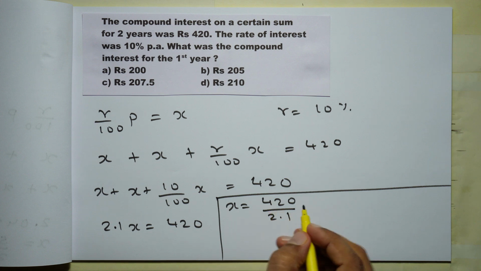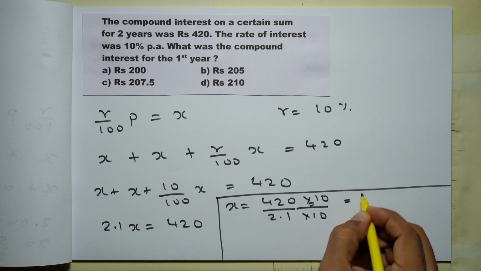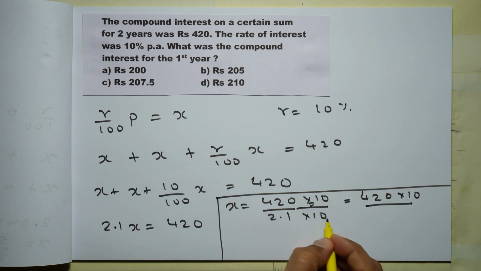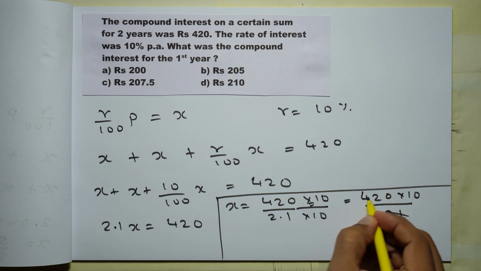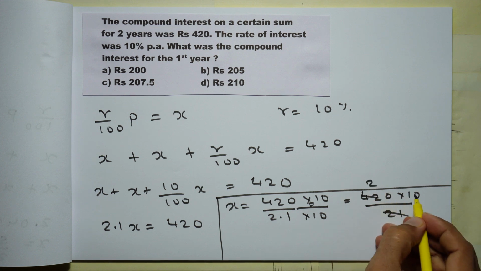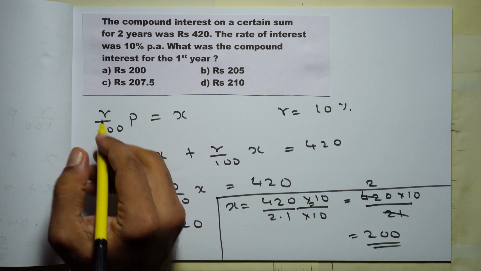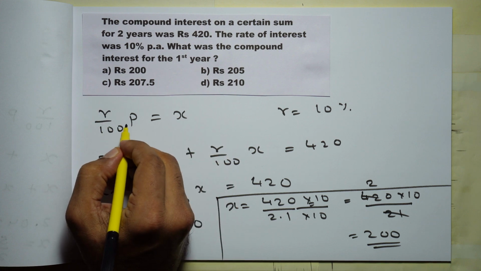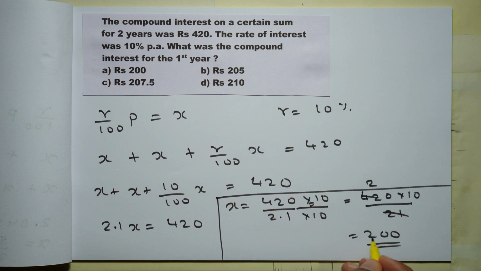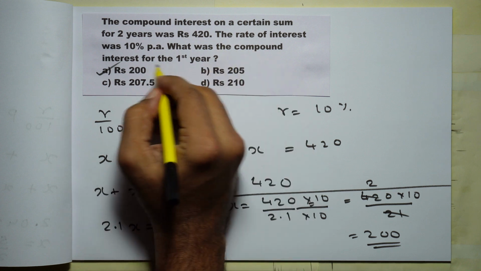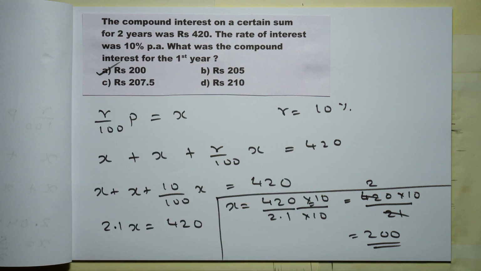I'll multiply both sides by 10. So that will be 420 into 10 by 2.1 into 10, which gives you 4200 by 21. 21 divides 2 times, so 2 followed by 2 zeros, that will be rupees 200. So the value of x is rupees 200, and x is the first year's compound interest, that is, x is equal to r% of principal. Hence option A, rupees 200, is the compound interest for the first year.